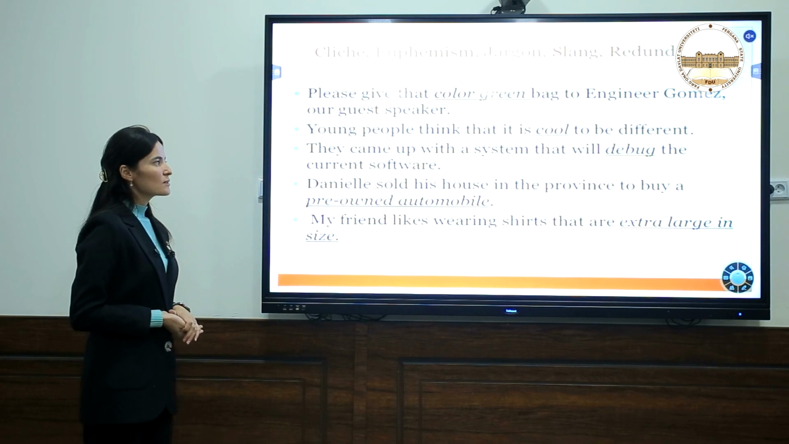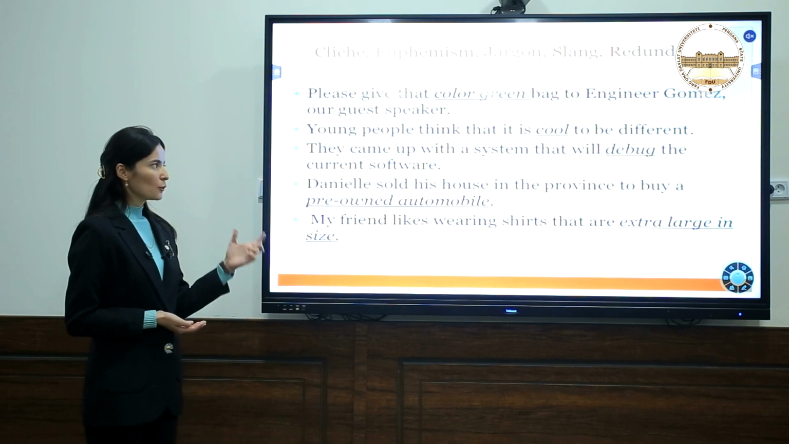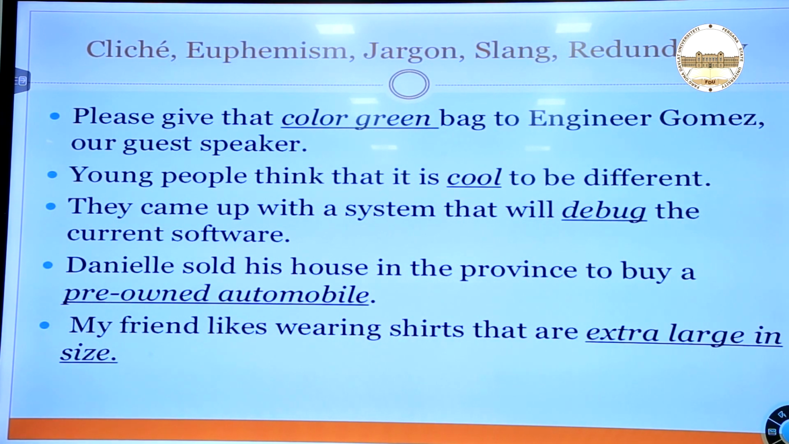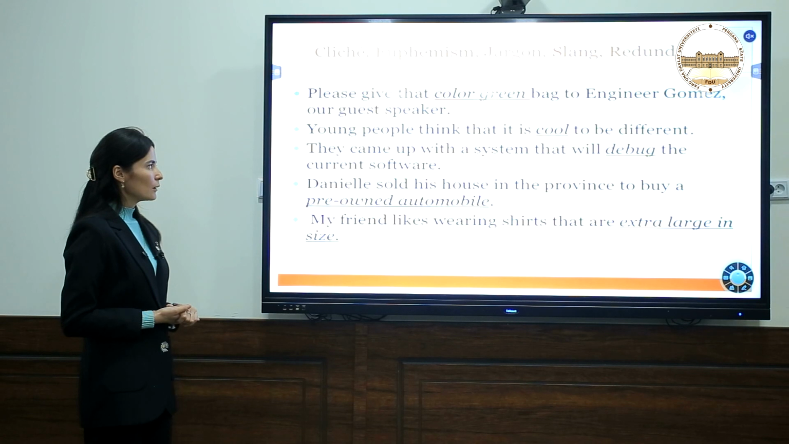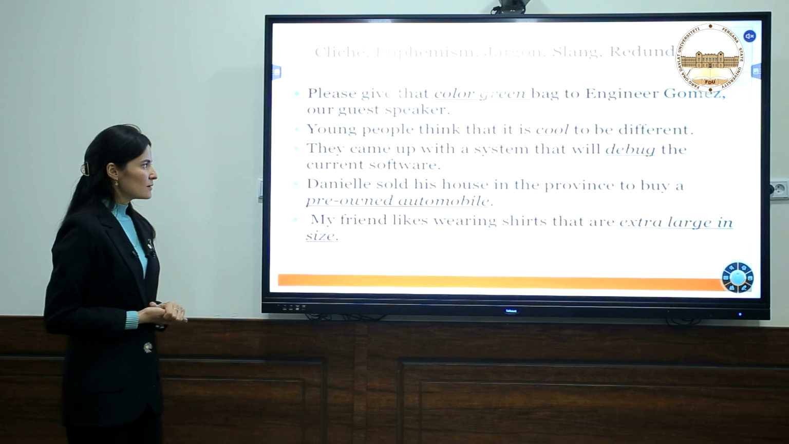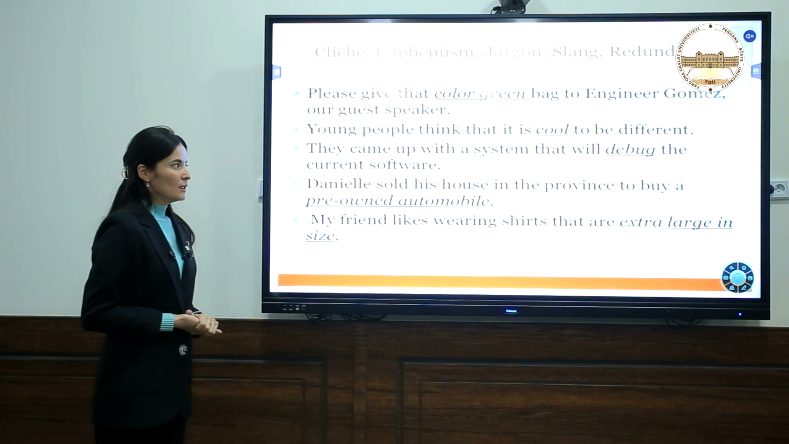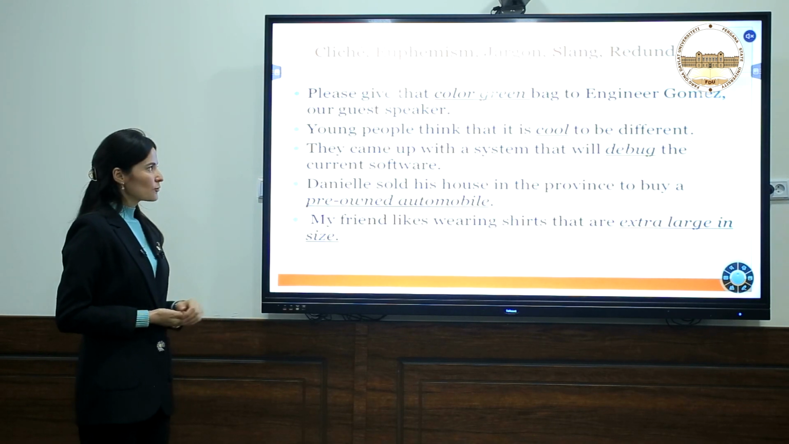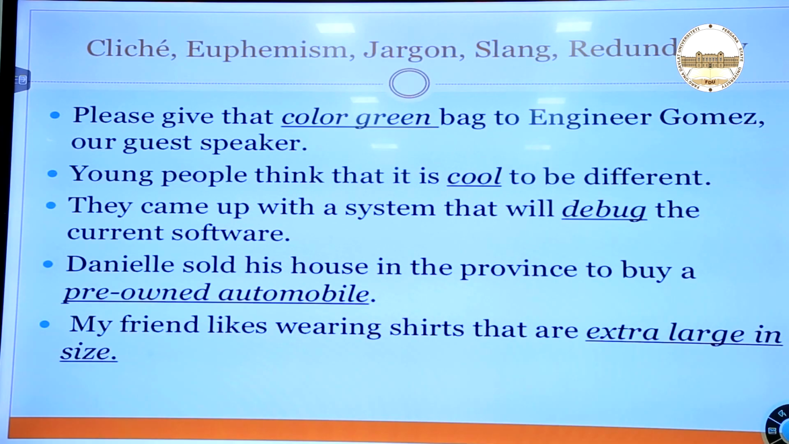"Young people think that it is cool to be different." Yes, "cool," as we have just mentioned before in the slides, means awesome or excellent. Next, "They came up with a system that will debug the current software." As you can see here, "debug" is the underlined word, and this relates to computers, technology, or software. Debug is jargon here. It means they will fix the errors in the software program.